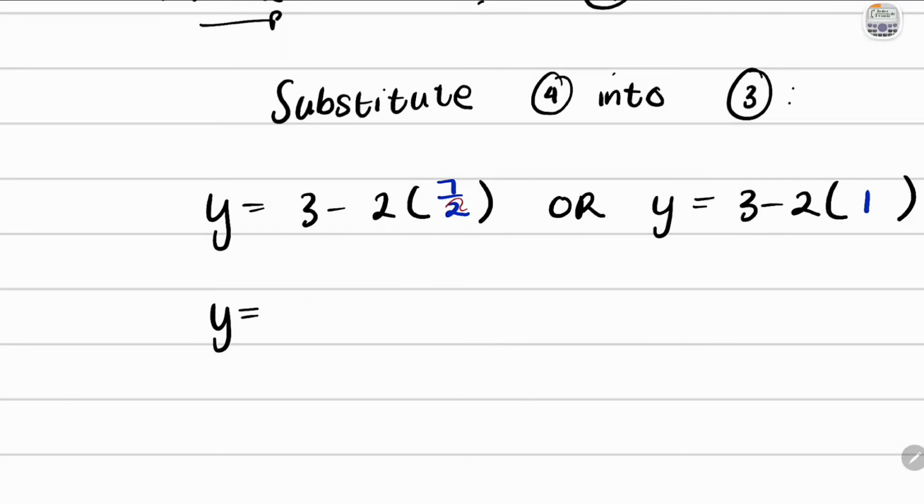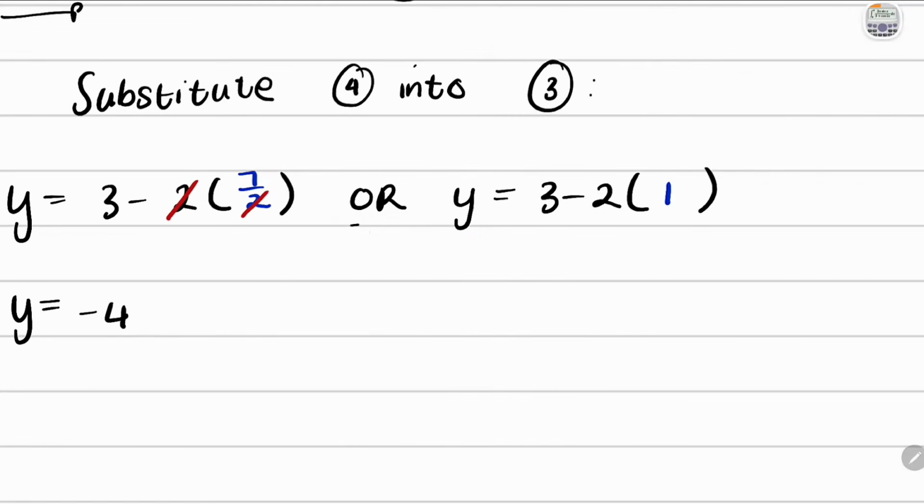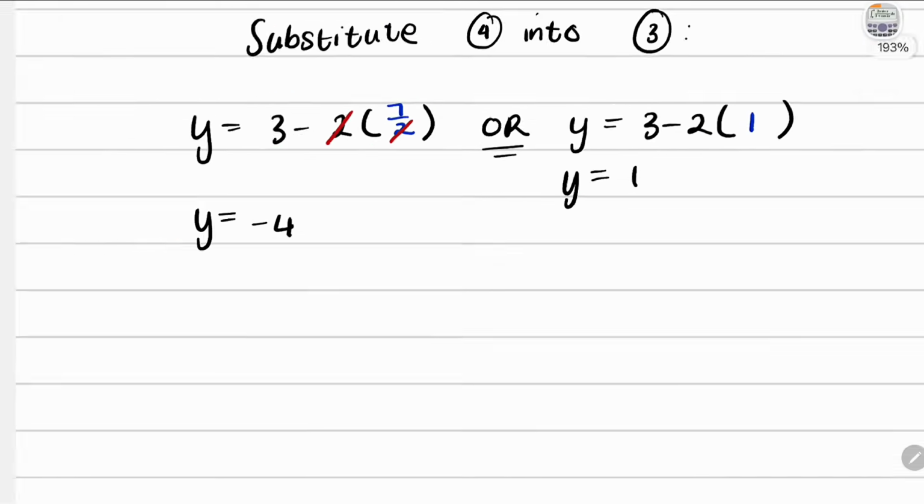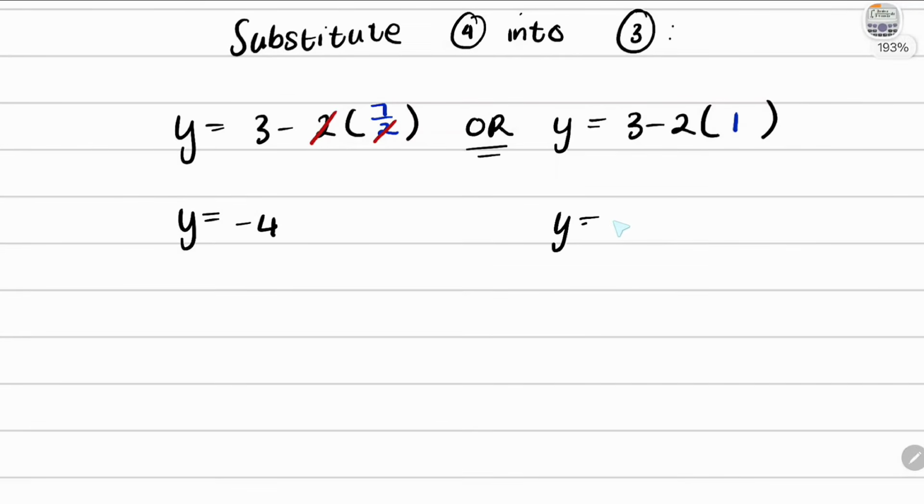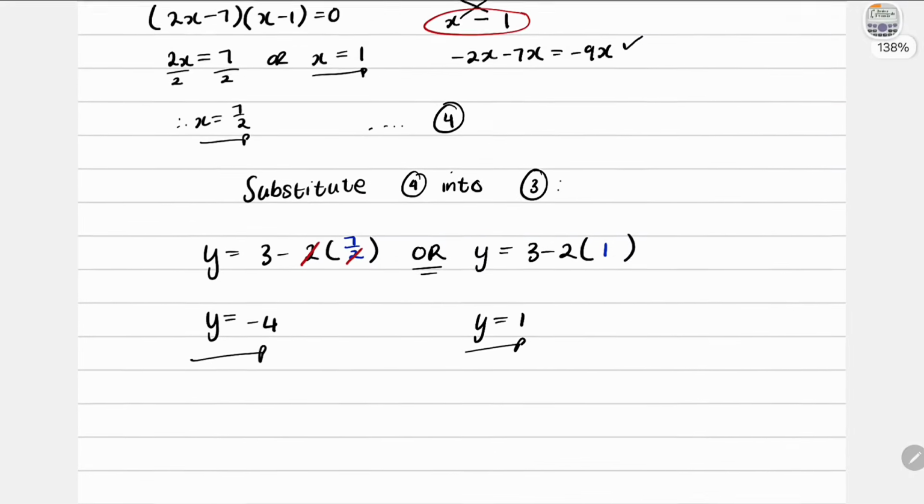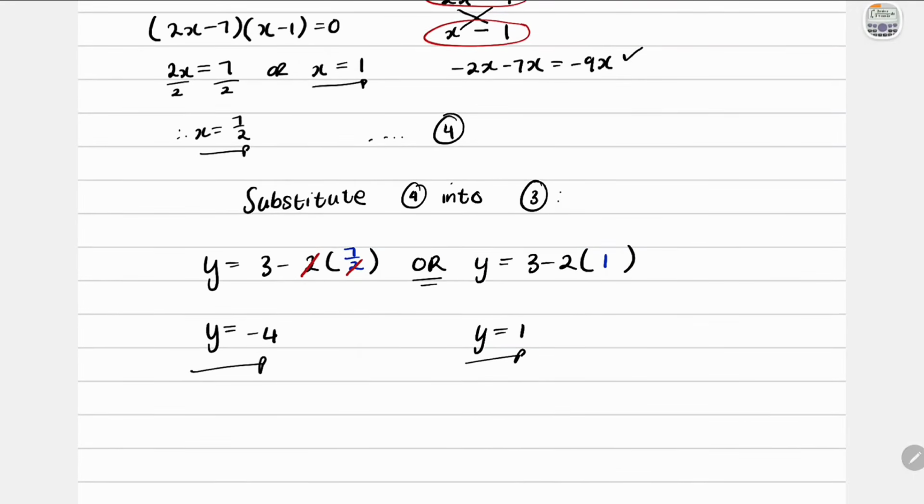Okay, so simplify, you can just use a calculator. But here, you see that there's 2 and 2, so on the denominator and the numerator, they cancel. So that's 3 minus 7, which is actually negative 4. Or y is equal to 3 minus 2 times 1; negative 2 times 1 is negative 2, so 3 minus 2 is 1. So there, these are our solutions: negative 4 and positive 1. Okay, so that is it for the simultaneous equation.